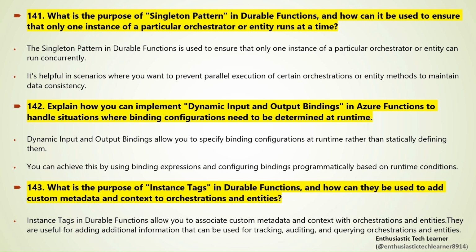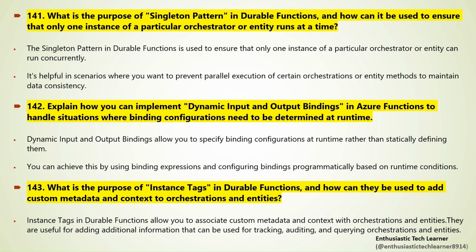to maintain data consistency. Explain how you can implement dynamic input and output bindings in Azure Functions to handle situations where binding configurations need to be determined at runtime. Dynamic input and output bindings allow you to specify binding configurations at runtime rather than statically defining them. You can achieve this by using binding expressions and configuring bindings programmatically based on runtime conditions.